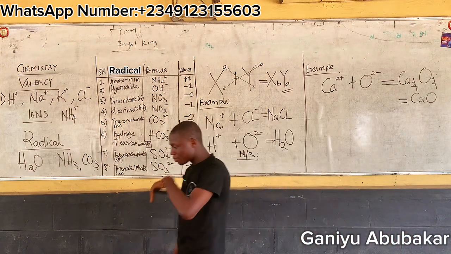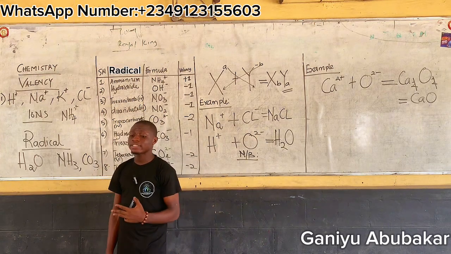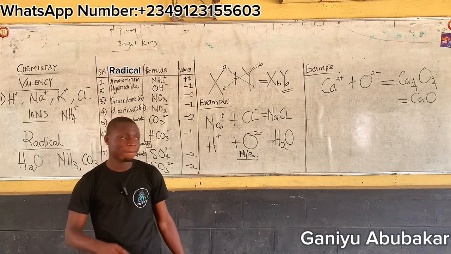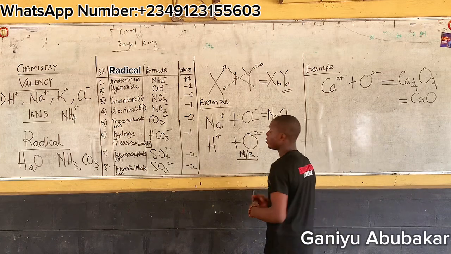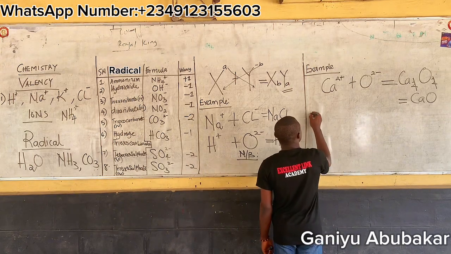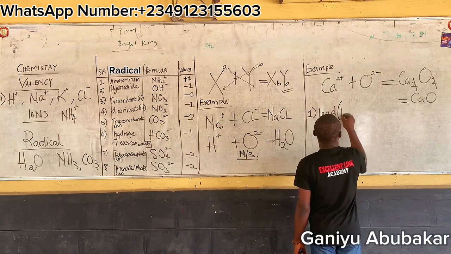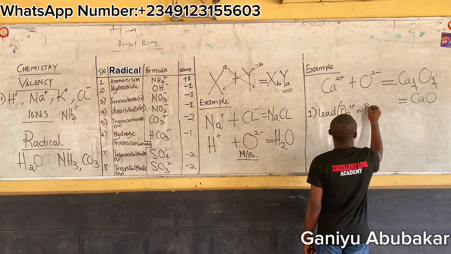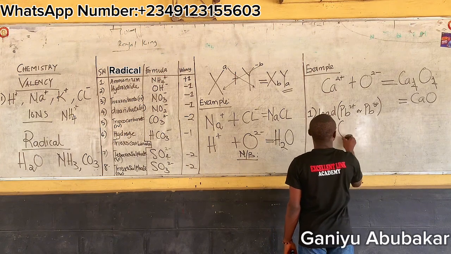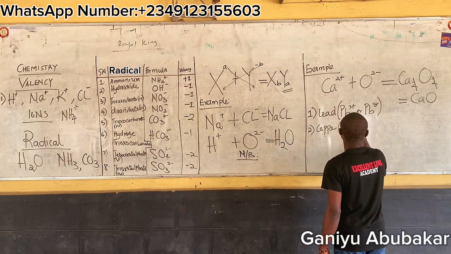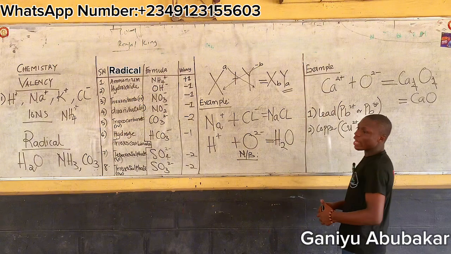Let's look at something else. Some compounds have varying oxidation numbers. For example, lead: that's Pb2+ or Pb3+. Number 2, copper. Copper is Cu, Cu+ or Cu3+. Now listen, just on that thing.